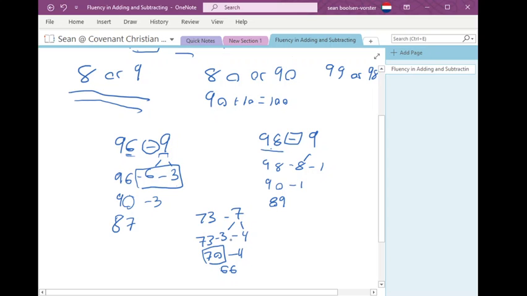So as I said, that's very similar to what we were doing in addition. It's just going the other way. We're just having to figure out how many of these it's going to take to get down to 90.